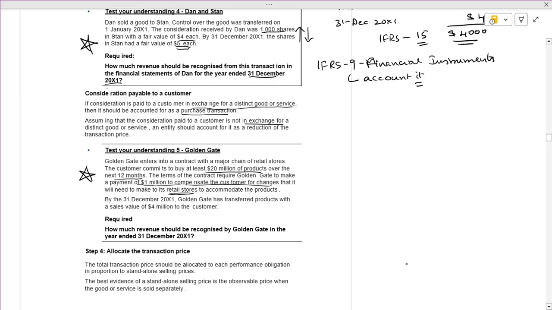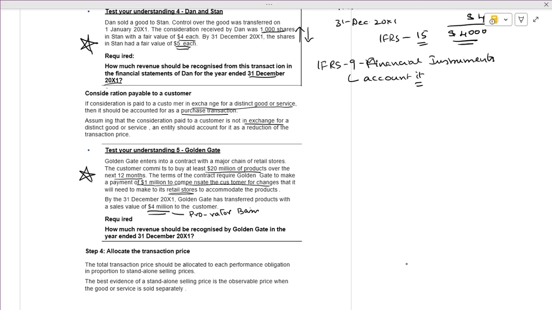See what is happening? You are receiving 20 million for the products for the next 12 months. The terms of the contract are to pay 1 million to compensate. Fine, good. That's very interesting. By 31st December, how much product has Golden Gate transferred? They have transferred products of 4 million only. Since only 4 million is transferred, we have to do it on a pro rata basis.